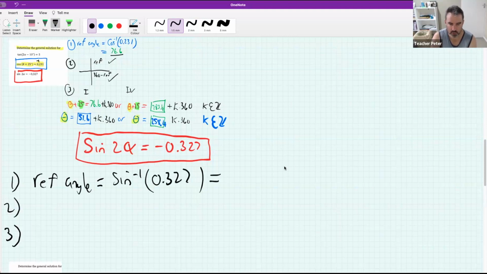What reference angle are you getting, everyone? Notice how I ignored the negative. It's just a positive value that I'm taking inverse sine of. And Sange has said 19.1. That looks pretty good to me. Can anyone agree with that?